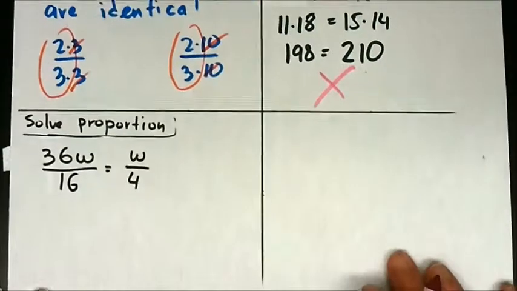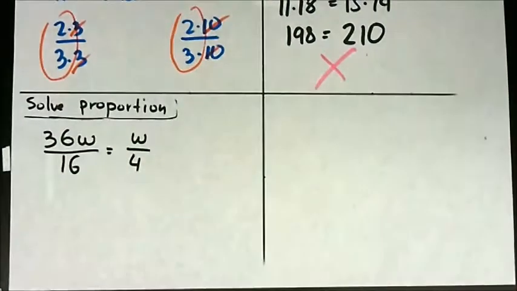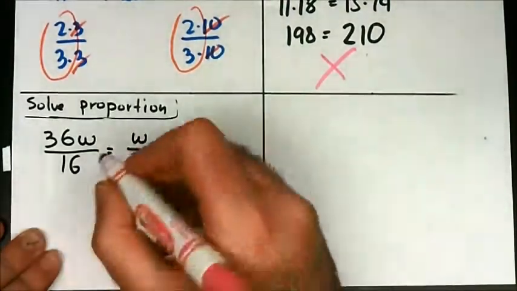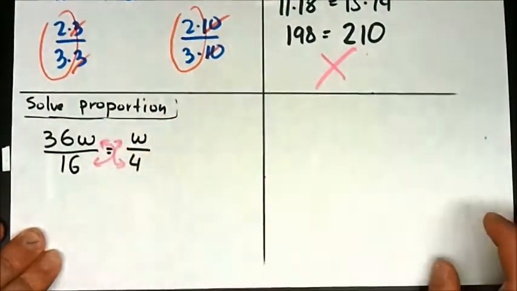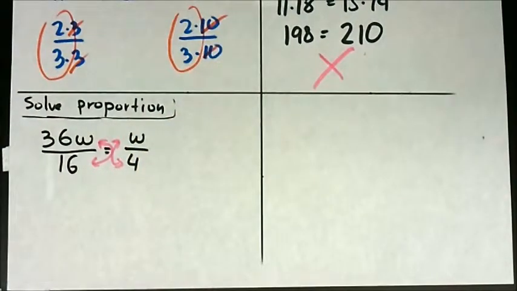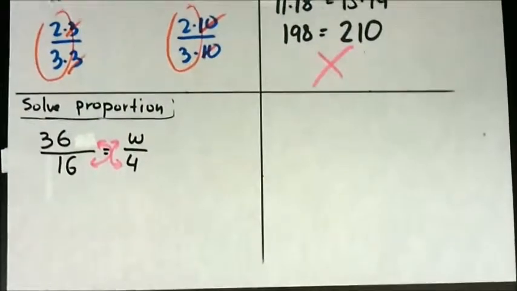Alright, next up, we have this problem here on the bottom left. You're asked to solve the proportion. What would you do? Same thing that you did before. Cross multiply it, and then the rest is simple. The rest is cake. So my two cross products are in. Hold on, I don't know how that W snuck up there.